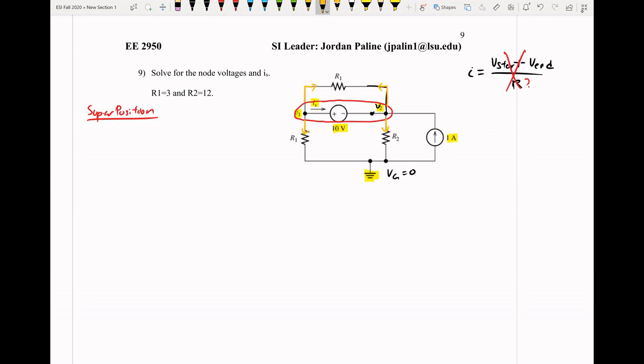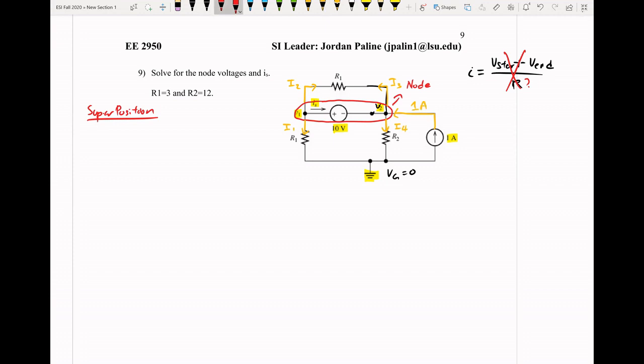Now notice we have this 1 amp here. We know 1 amp is going to be coming this way, so this is the only one we're going to assume is entering. The rest are leaving. So if we come back to our superposition, we're basically acting like that's one big node. Let's give a bunch of these names. I'll call this one I1, call this one I2, I3, and I4. And then this is just 1 amp.